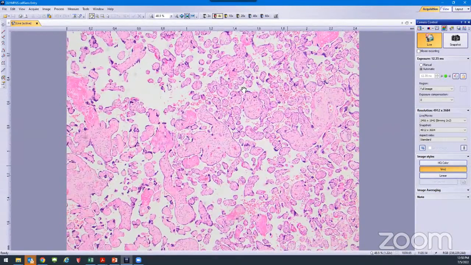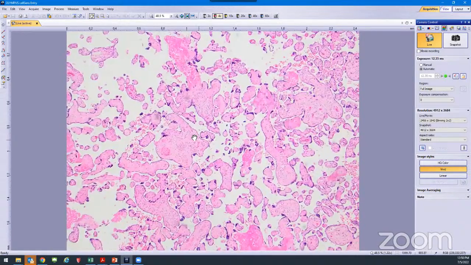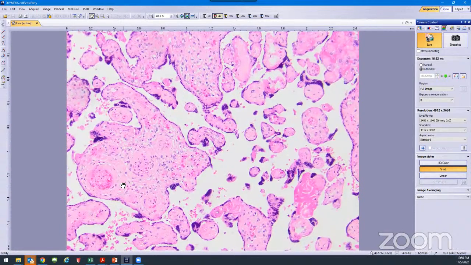Again, the contrast here between the normally vascularized villi and here, the more avascular villi. If we look at this stem villus right here, we can see again the obliterative changes. You can see where the vessels were, and they're starting to disappear.